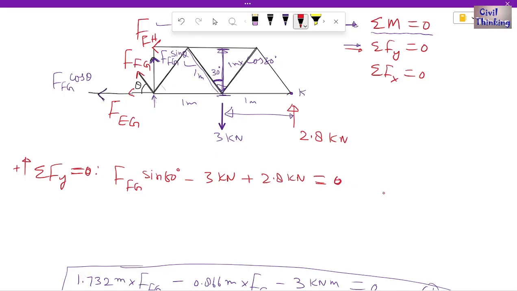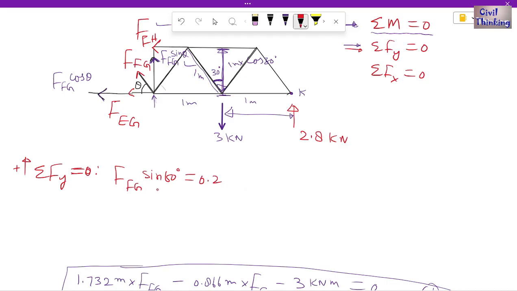Now what we will get here is the value of FG, right? Force in the FG. Now minus 3 plus 2.8, how much is it? It is minus 0.2, right? So let me erase all of this. This is minus 0.2, it is equal to 0. So now when we throw this 0.2 to the right side, it is going to be equal sign.